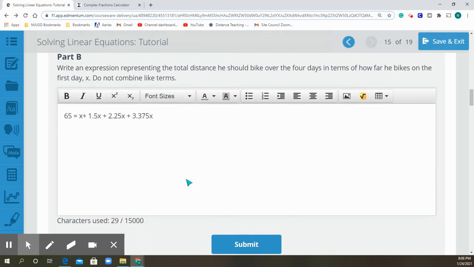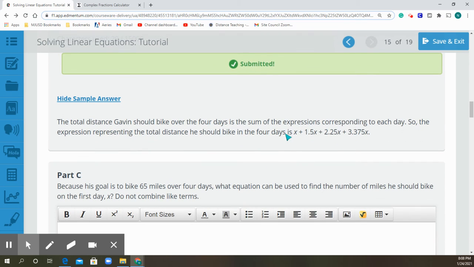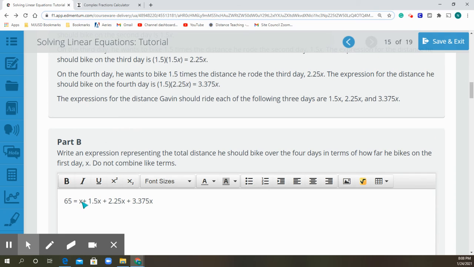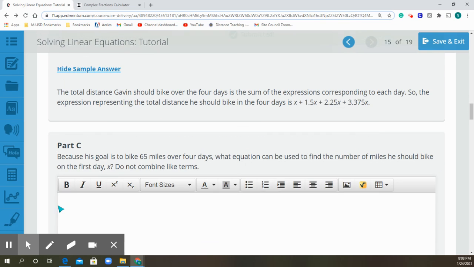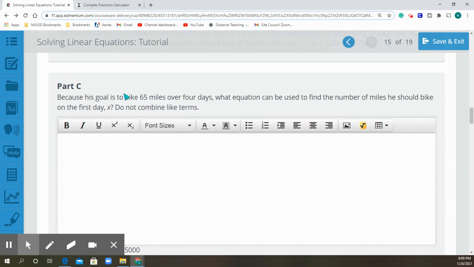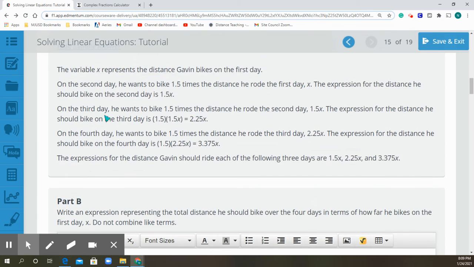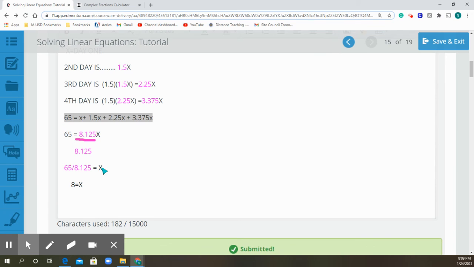I believe that's it. Yep. So the expression representing the total distance of 4 days is, oh, I'm sorry. It's just that. Okay. Because he's going 4 days, 65 miles, what equation can we use? 65 equals x plus 1.5x plus 2.25x plus 3.375x. We did all of that up here.